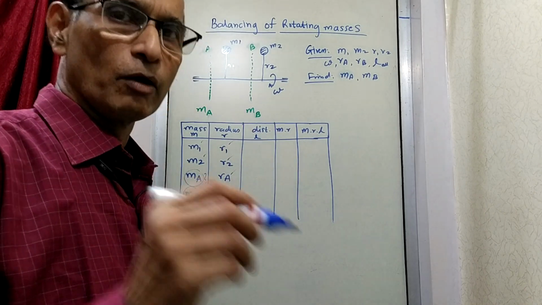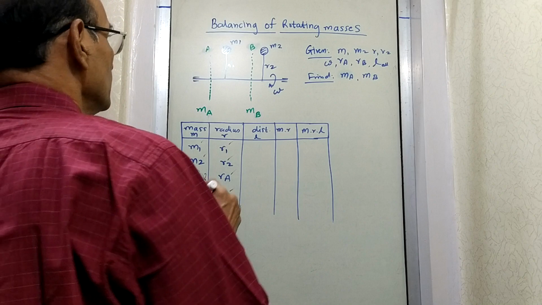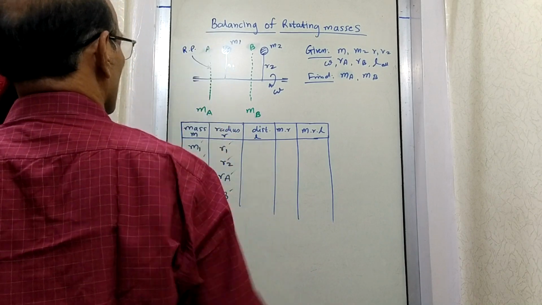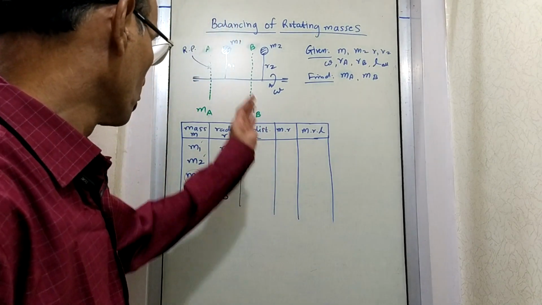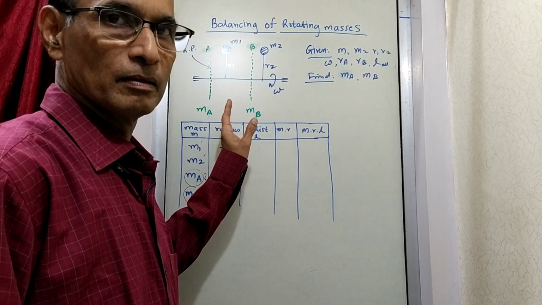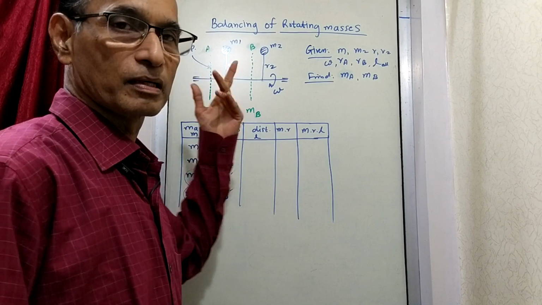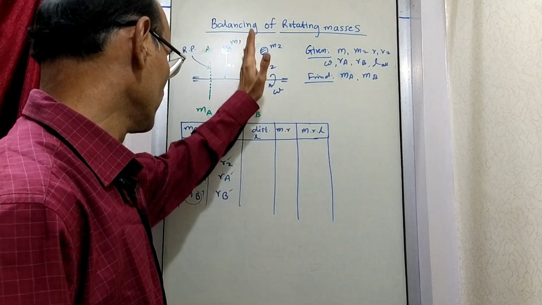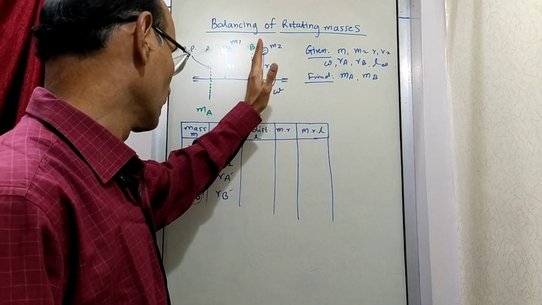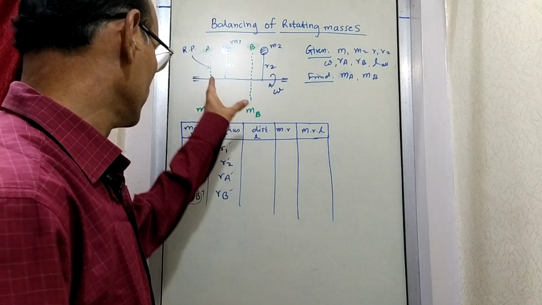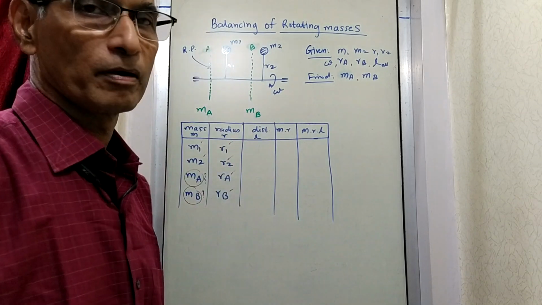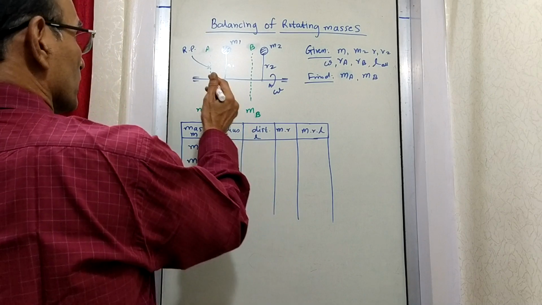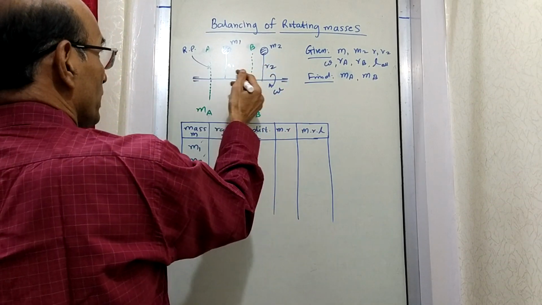Now see what we do. We decide that this is the reference plane. That means where you want to place a mass, that plane is considered as a reference plane as an assumption. You can make this also a reference plane, either this or this. Let us make this plane A the reference plane. Now by doing this, see what has happened. Now let us measure the distances of different masses from the reference plane.